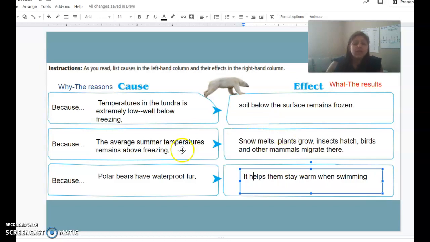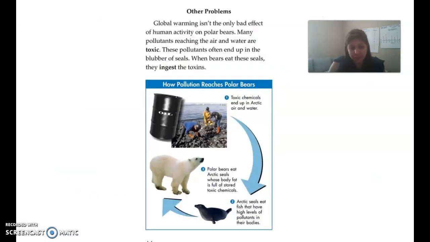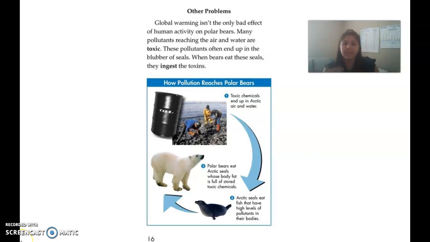Okay, so let's look at the assigned page that you have today and the questions for the assignments that you guys have. So today you're going to read pages 16 through, I believe, 19. Yes, 16 through 19. And 16 through 19 is split up into two different sections. The first section is called Other Problems. So it's going to go over the different types of problems that polar bears face, or that the tundra faces during certain times.